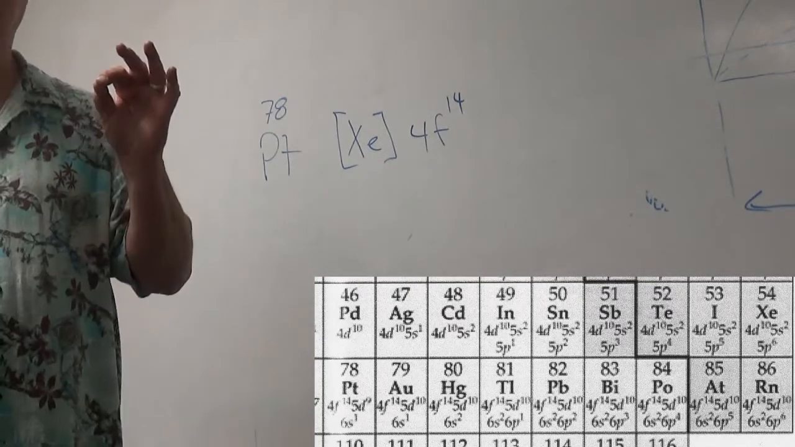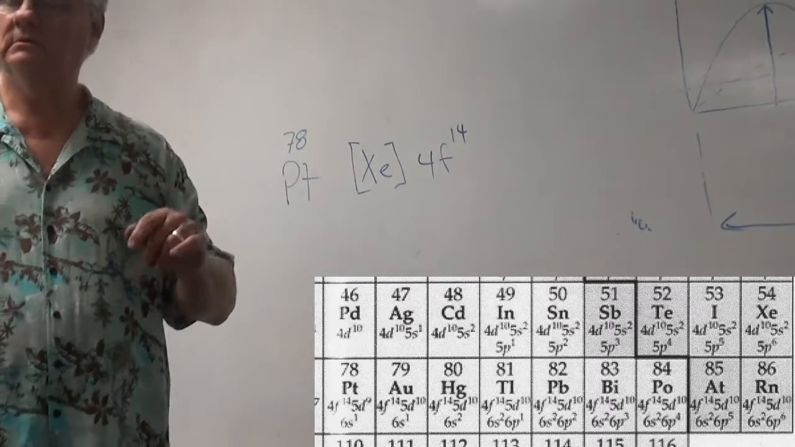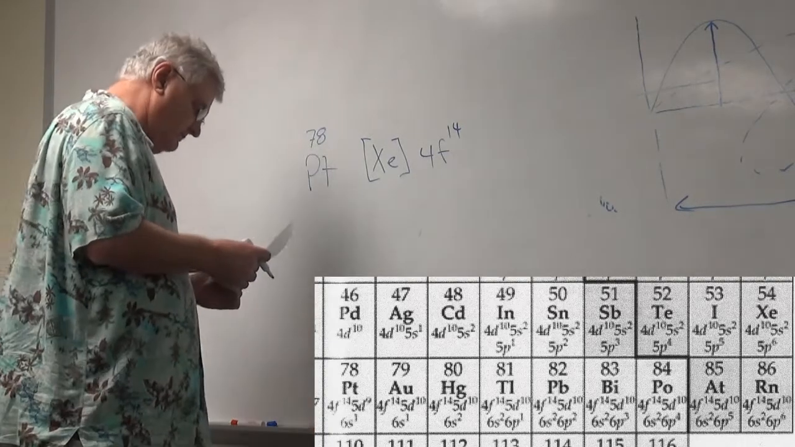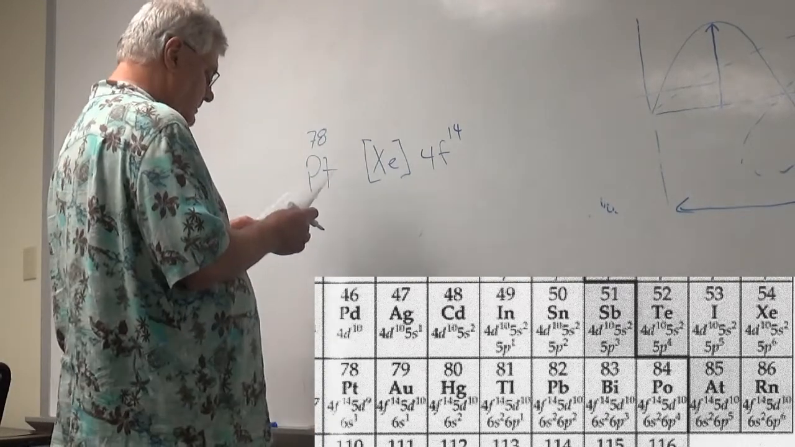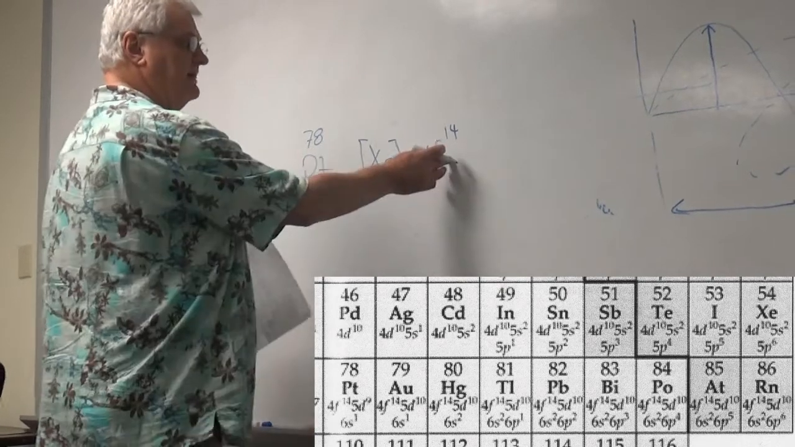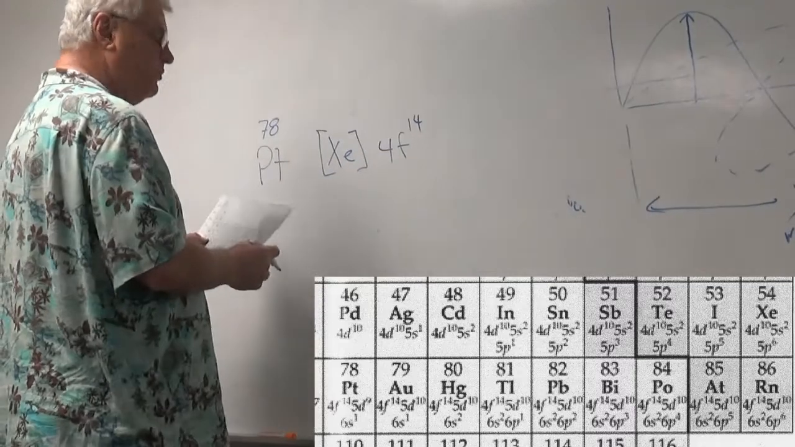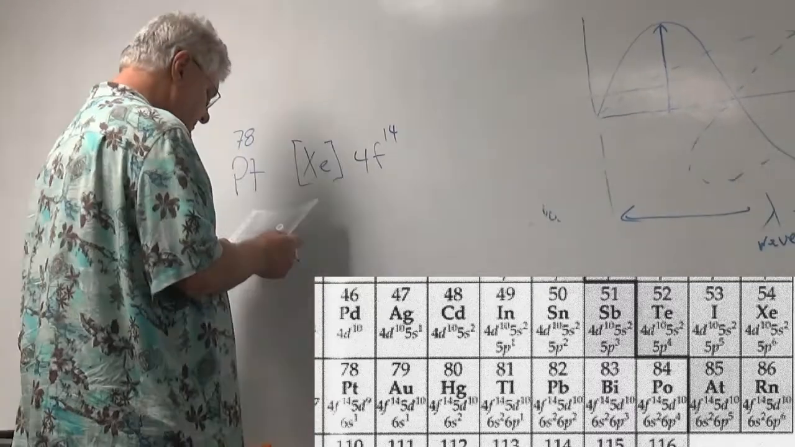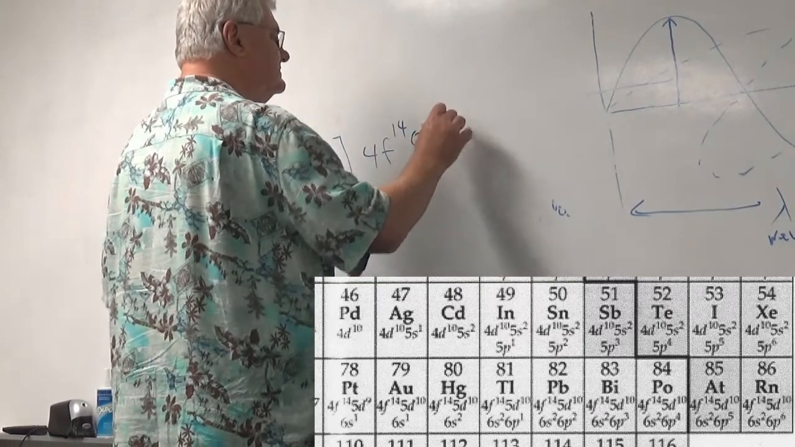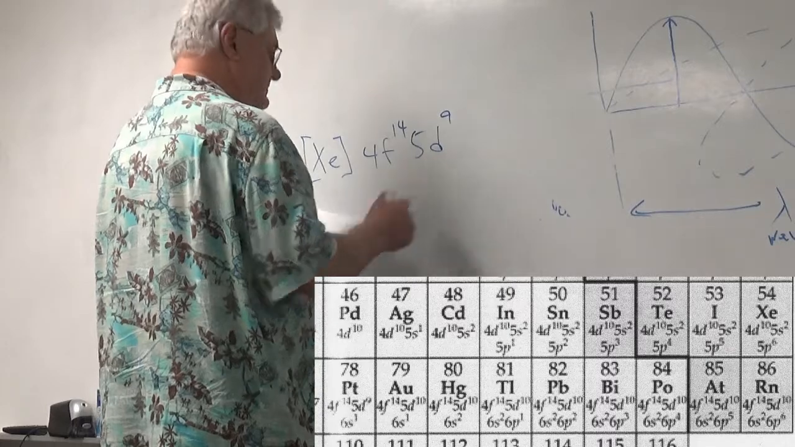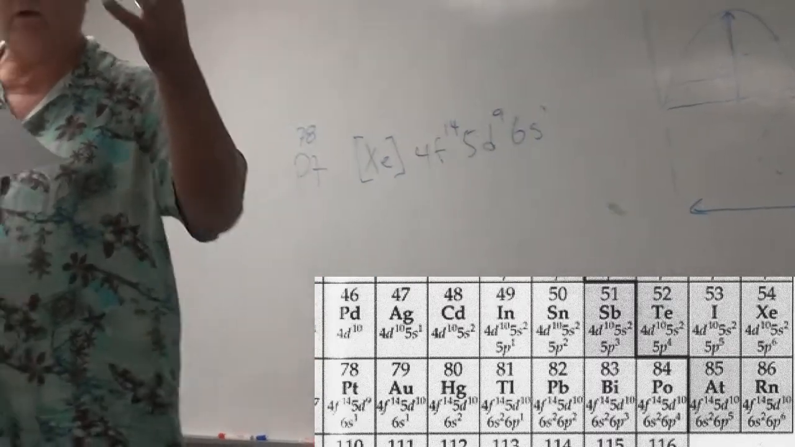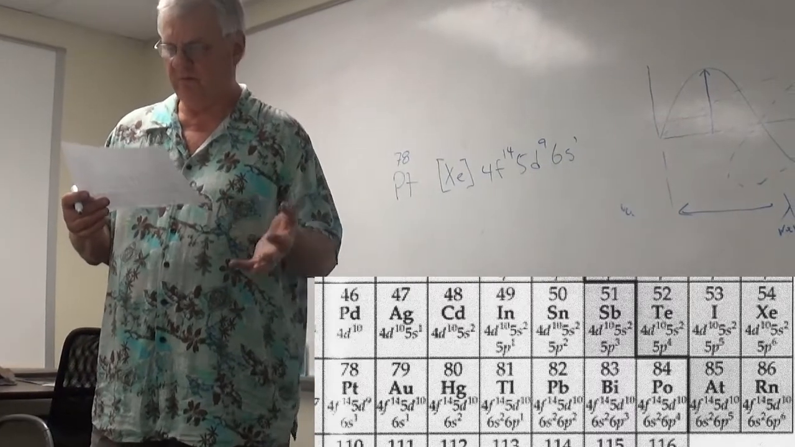The values for M sub L keep going up when L goes up. But you don't encounter the 4F orbitals until you get to the fourth energy level. So all 7 of them are filled, aren't they? Because there's 14 electrons. And what next? 5D9, I think. Okay, that looks like 5D9. And then 6S1.